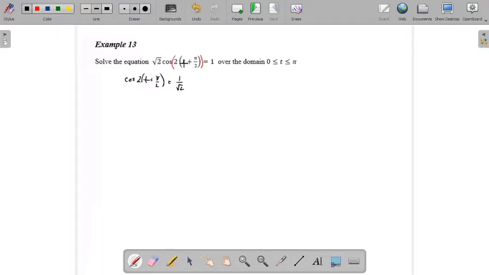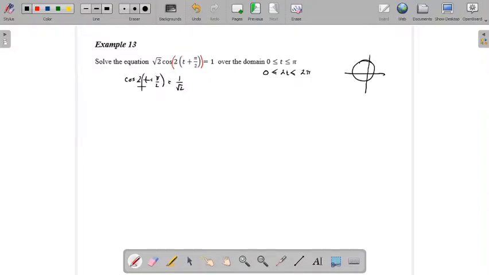Because the t, our unknown, is being multiplied by the 2, we need to multiply the endpoints of the domain by 2. So we're looking at 0 times 2, which is 0, to 2 pi, the pi times 2. So effectively, we will be winding once around the unit circle, and so we would expect 2 solutions. Okay, so our unit circle, a little bit off center there.